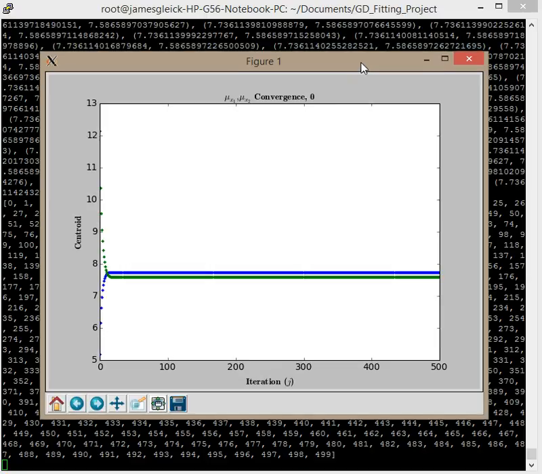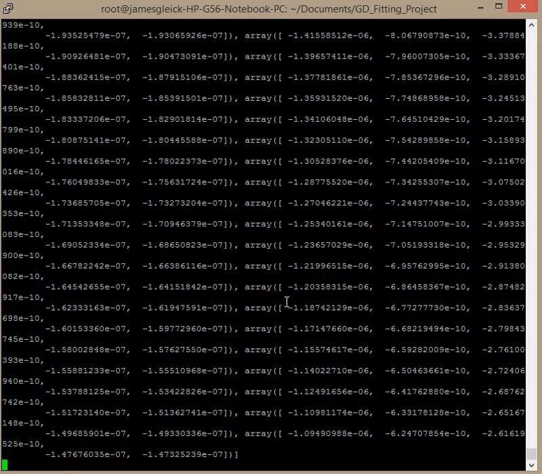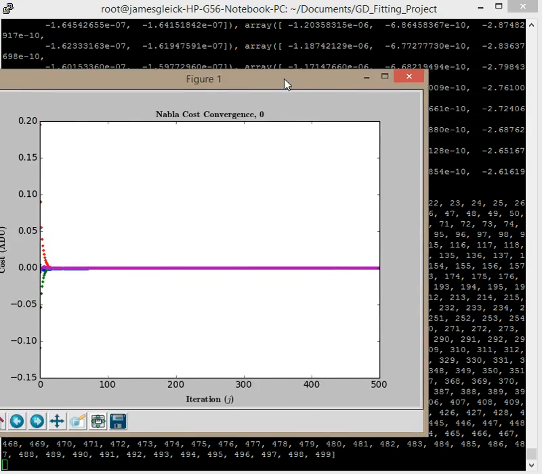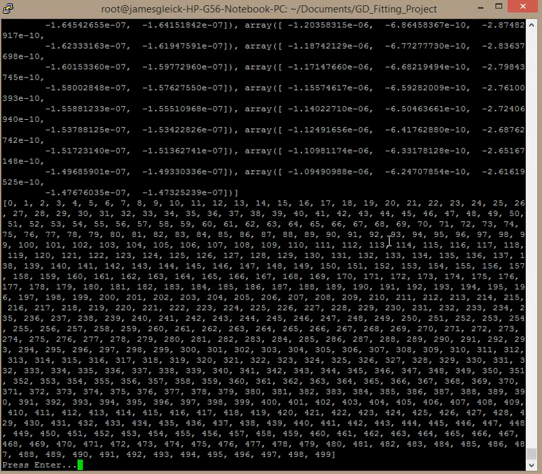And here's the convergence of the centroid, so x1 and x2. So the centroid converges really fast also. The sigmas, the standard deviations, do not converge very fast. And here's the total cost, but that's associated with the algorithm.